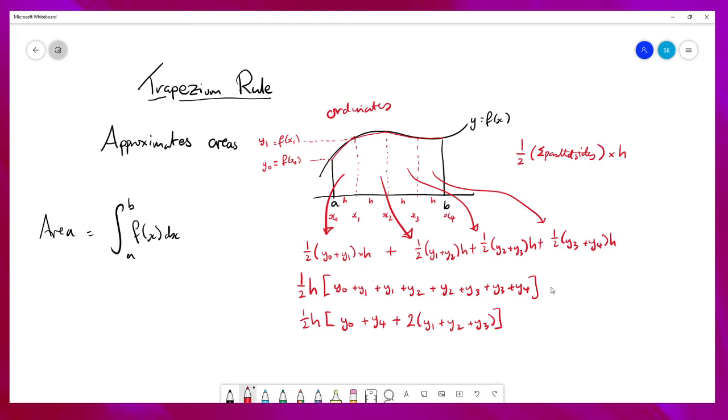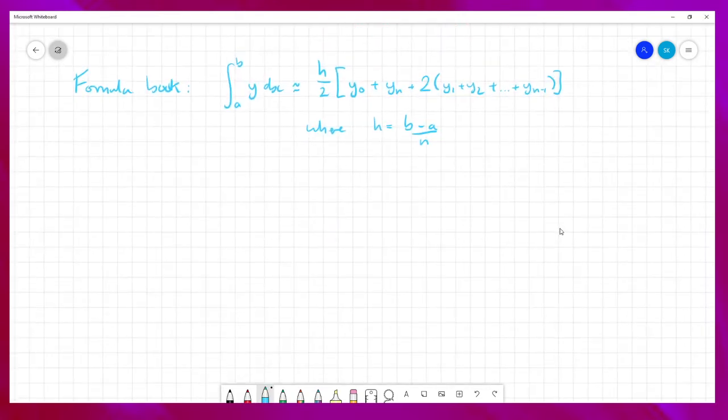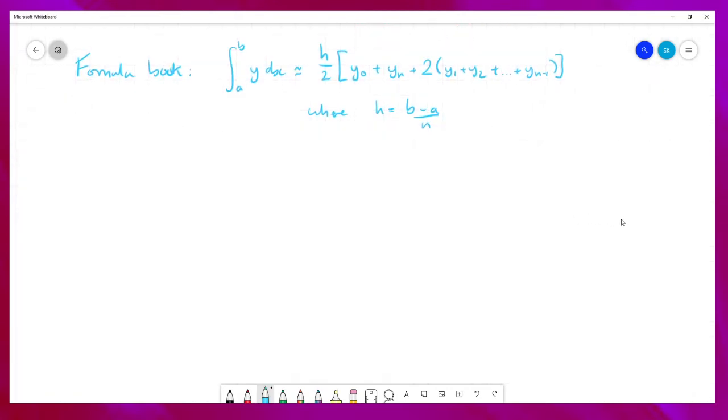And in general, the formula is given to you in the formula book. This is broadly how it is given to you in the formula book. Now we've got a few bits that we need to annotate here. The first one is n. N is the number of trapeziums.